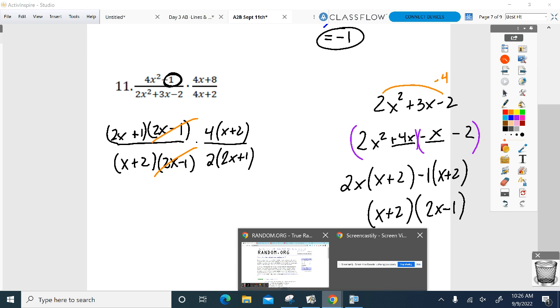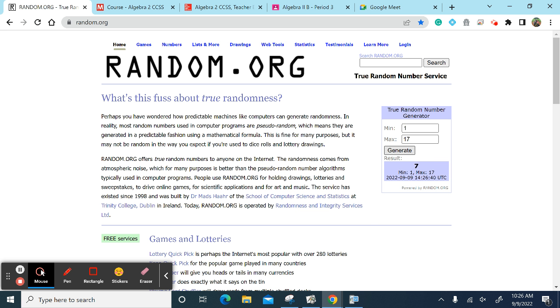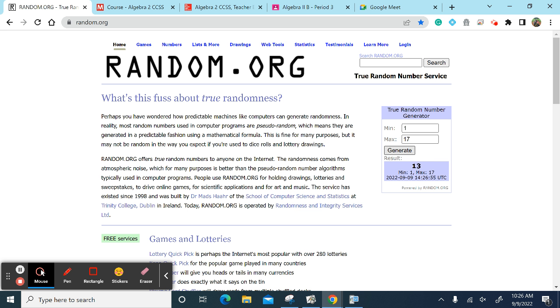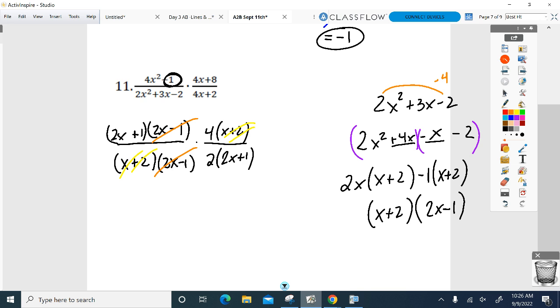Don't have to do a thing. Anything else up here? Oh, x plus 2 and x plus 2 for the numerator. Yep. Anything else? 2x plus 1. Yep.